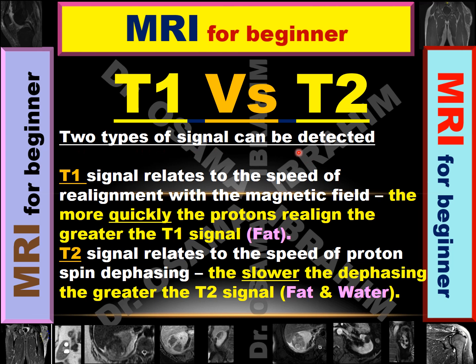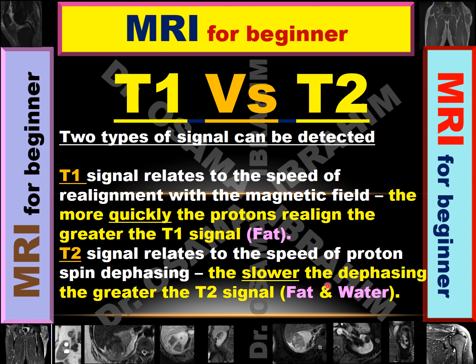Now we have two types of signal detected. T1 signal relates to the speed of the realignment with the magnetic field, as we described before in the previous slides. The more quickly the protons realign, the greater the signal in T1, and this occurs with fat. If there is any fat in the body, it realigns quickly after the radiofrequency is switched off, and this quick realignment with the magnetic field leads to high signal in T1, representing fat.